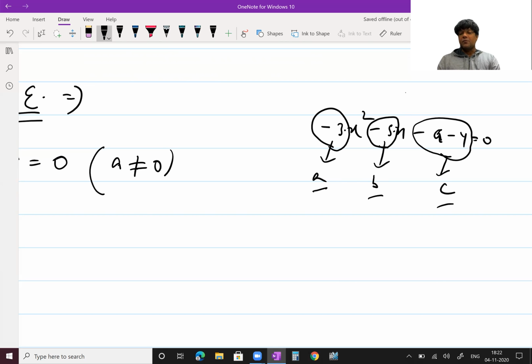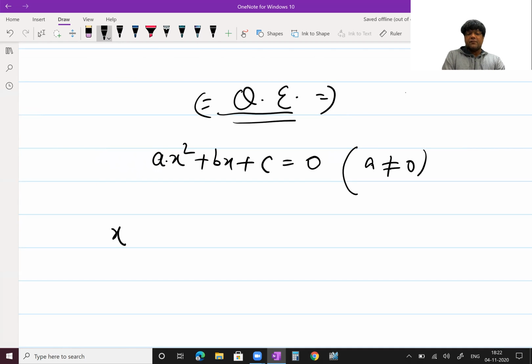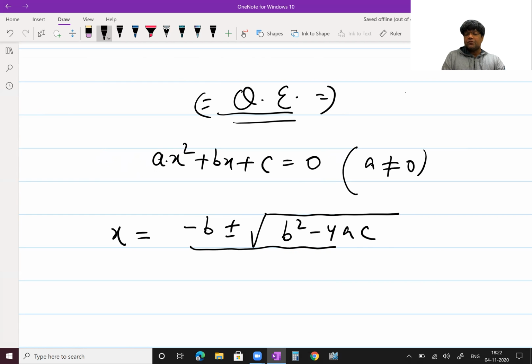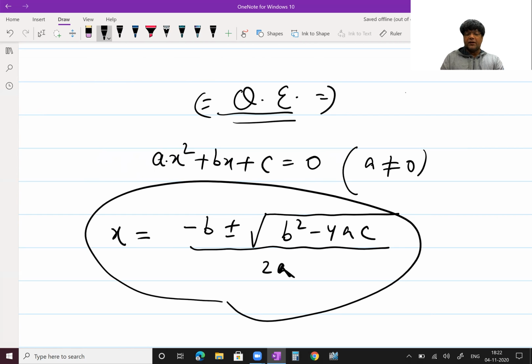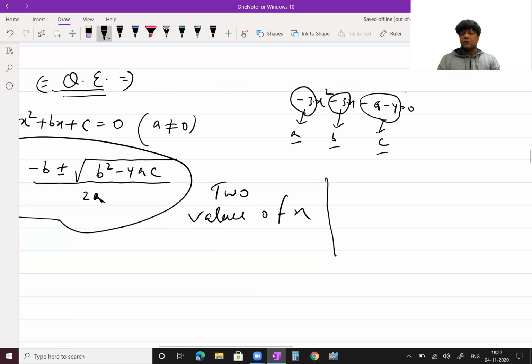Once you decide how much is a, how much is b and how much is c, directly you can get your x answer. What is the value of x? Minus b plus or minus root over b square minus 4 into a into c, by 2a. You put the values of a, b, c in this formula, you will get the values of x. How many values of x you will get? 2 values. Obviously, 2 values of x you will get, and those 2 values of x are called the roots of the equation. So what we will say? 2 roots of the equation. Clear?